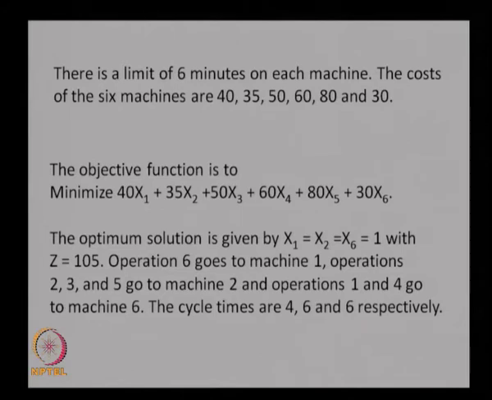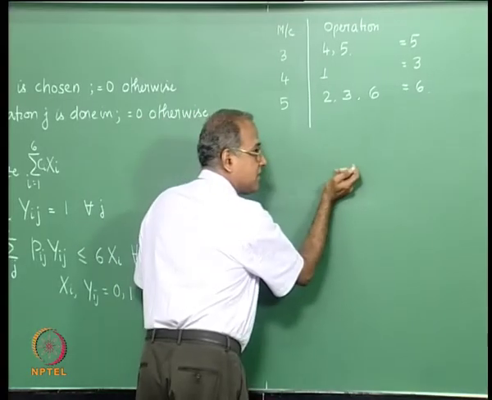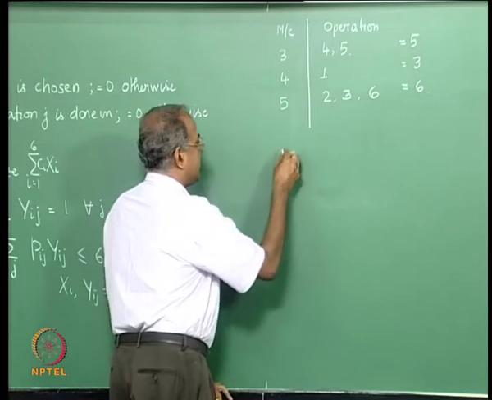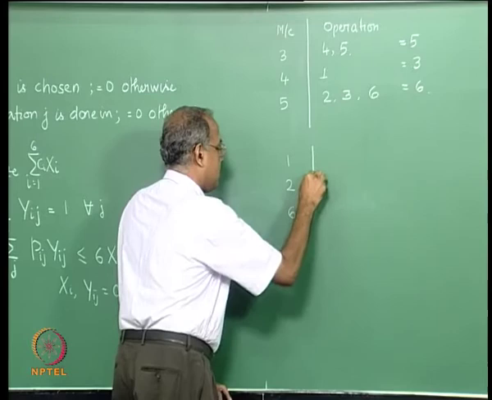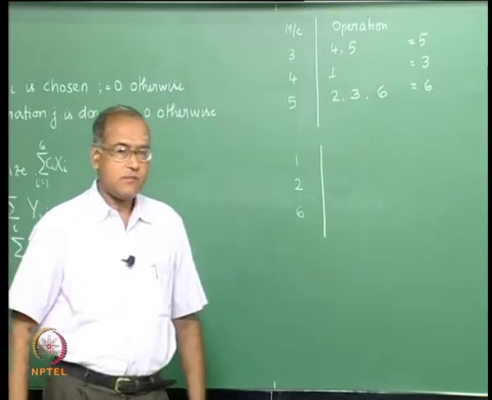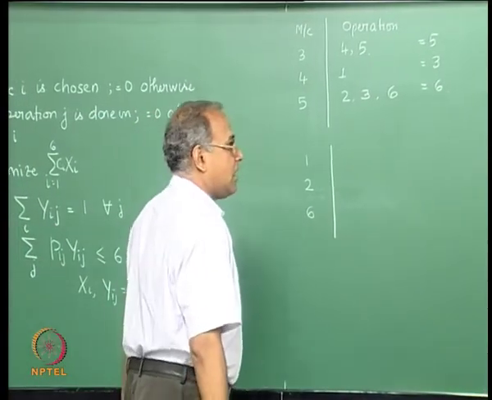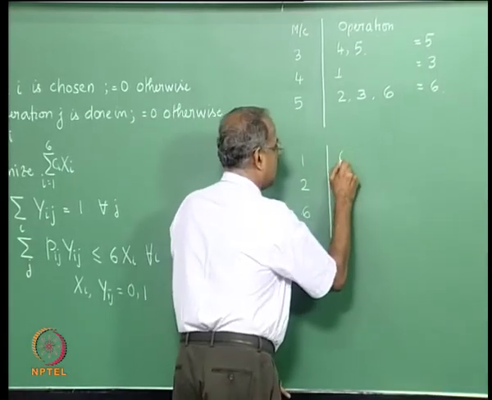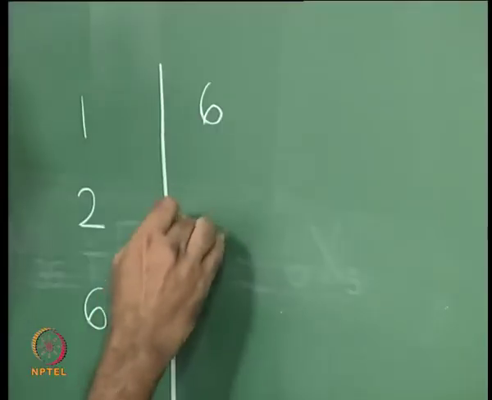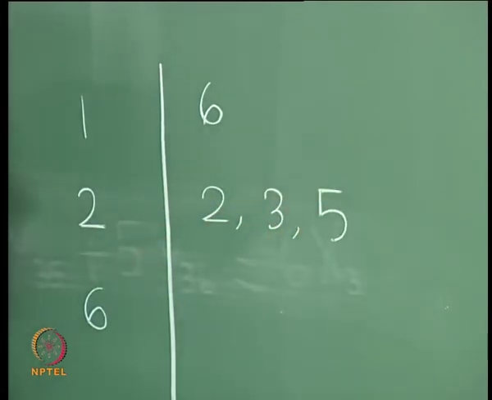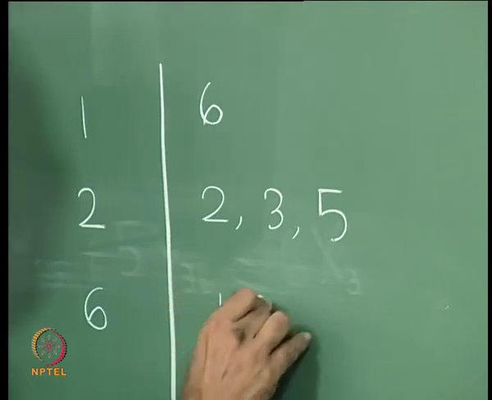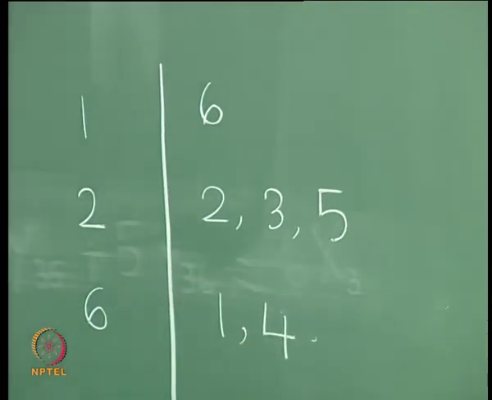So, when we look at a solution that minimizes the total cost and solve this optimally, we now have a solution which has x1 equal to x2 equal to x6 equal to 1. Operation 6 goes to machine 1, operations 2, 3 and 5 go to machine 2 and operations 1 and 4 go to machine 6.